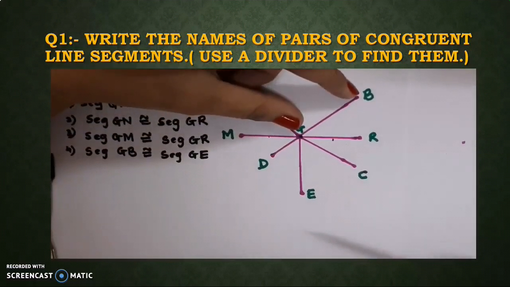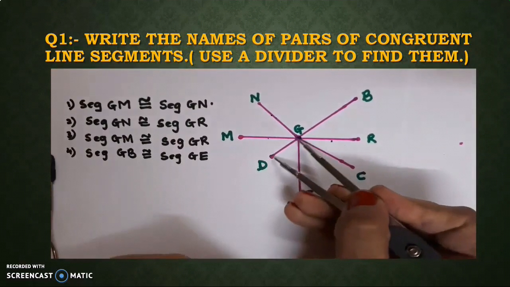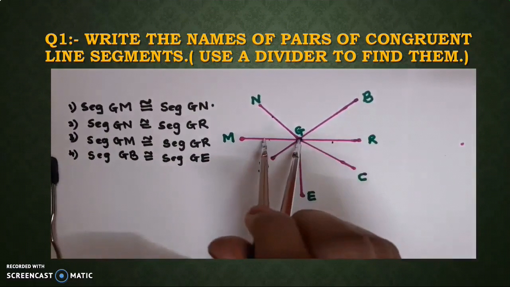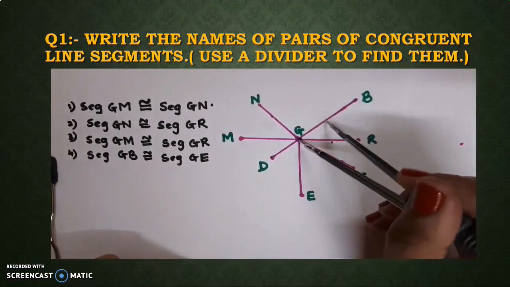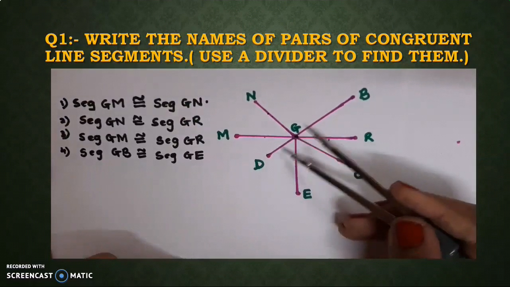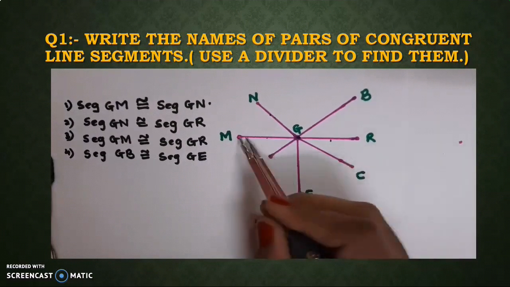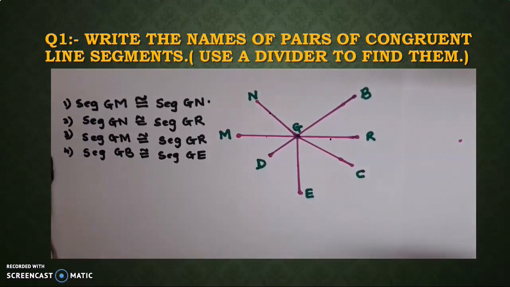GE, we have already seen that GE is congruent with GB. Now we will see GD. Now if I open from G till D and bring it till this segment, no, not congruent. This one is also bigger. This segment is also bigger, bigger, bigger. Means we are not having any segment congruent with GD. So whatever segments we are getting, we have to write about those segments only.